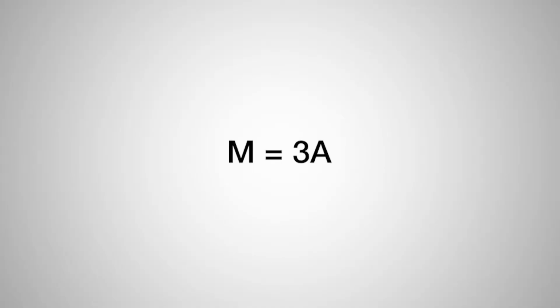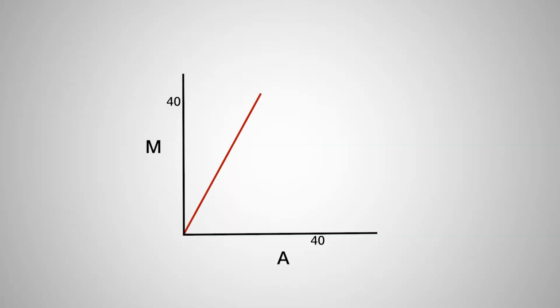Then we consider the second equation that simply says that M equals 3A. In other words, Mary has read 3 times as many books as Alan. And the graph of this equation looks like this.